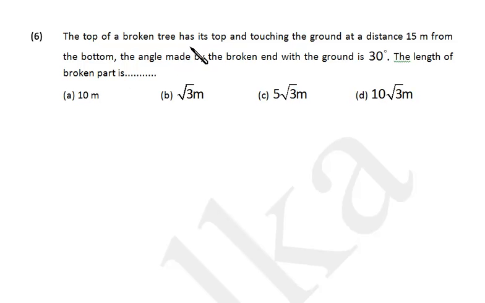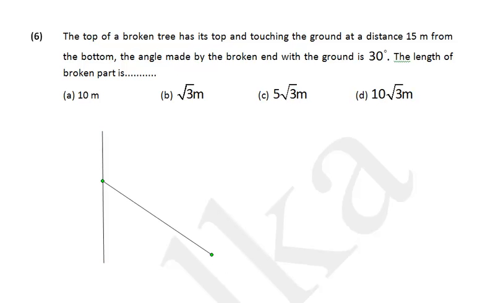The top of a broken tree has its top touching the ground at a distance 15 meter from the bottom. The angle made by a broken end with the ground is 30 degree, the length of the broken part. See, now I draw the diagram. This is the original tree, right? Now what is happening? This tree, maybe it is breaking from this place. So what would happen? It would come like this.